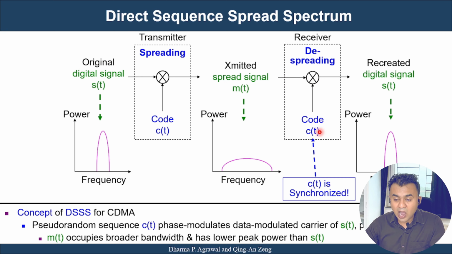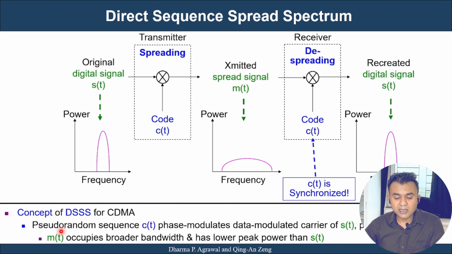At the receiver side, a particular user, let's say MS1, has the code C1. The same code will be used here. Let's say MS1 has multiplied with C1 and spread its signal. The spreading happens, and after that it is transmitted. At the receiver side, the same respective code has to be used for despreading the signal, and C1 is synchronized, and then the signal is recreated.